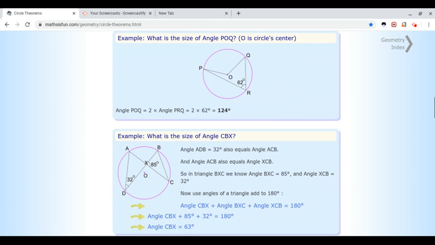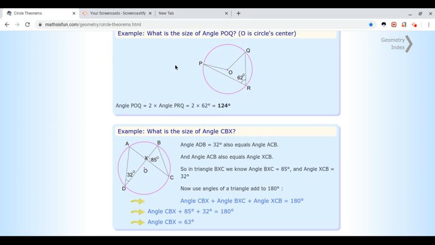Let's see. Here it says, one of the examples: what is the size of angle POQ? So this one right here. This is half of the arc, therefore we'd have to multiply by 2 to get this portion here.